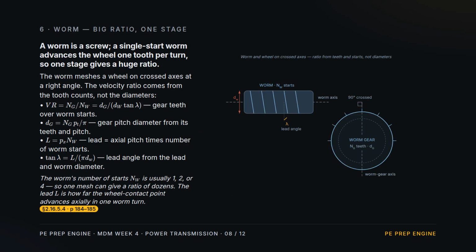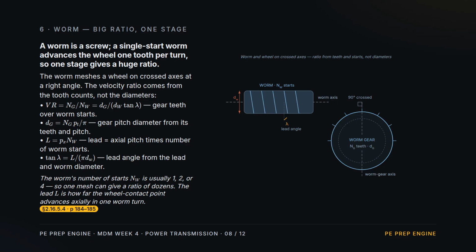Worm drives, big ratio in one stage. A worm is a screw meshing a wheel on crossed axes at a right angle. The velocity ratio comes from the tooth counts, gear teeth over worm starts. It also equals the gear diameter over the worm diameter times the tangent of the lead angle. But the diameters carry that tangent factor, so never use a bare diameter ratio.